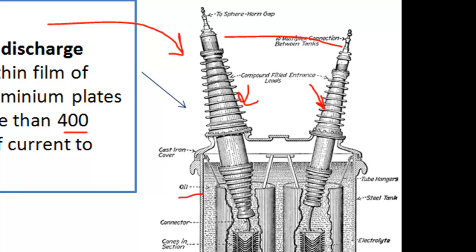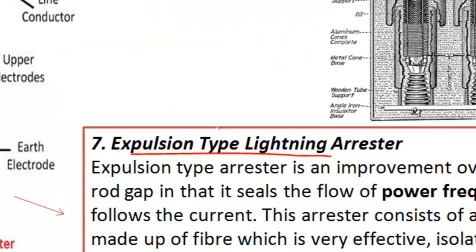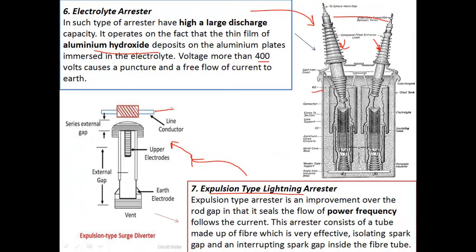This is the expulsion type. Now the next is the expulsion type lightning arrestor. This one is an example. It will work just like an air blast circuit breaker. When there is a fault, this is a live line conductor, when the lightning comes to this point, it will explode with a blast, and the vent creates a vacuum and suppresses the flashover at this chamber.